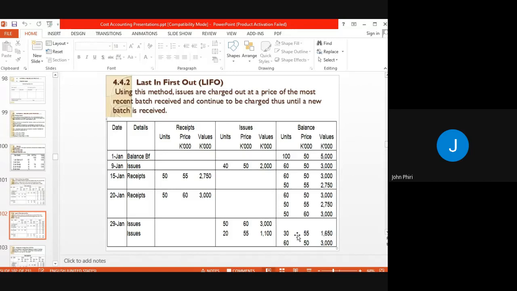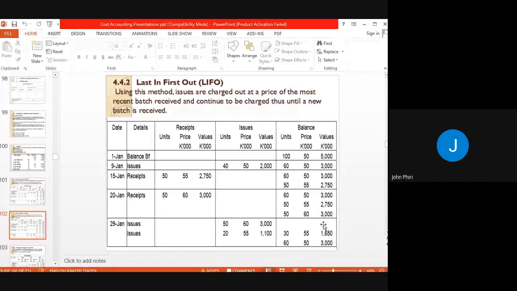And we now receive 50 at 55, 2,750. We add it there. Please don't be tempted to add them like this, to say 3,000 plus 2,750, or 60 plus 50. No, don't. You keep them separate, the way they are. On the 20th, again, you received 50 at 60, 3,000, and you bring down the whole three balances together.